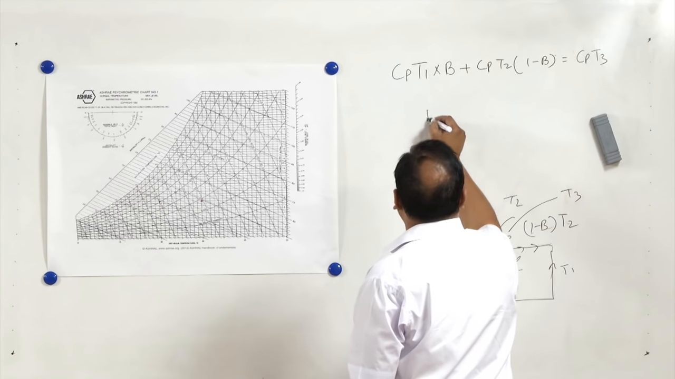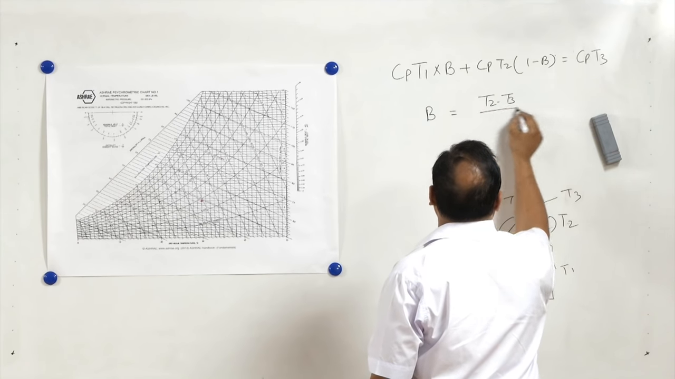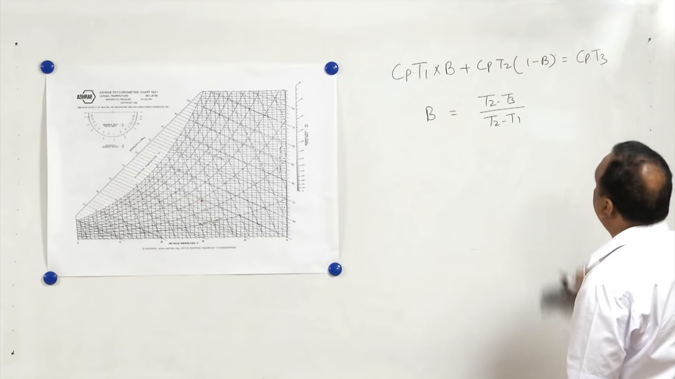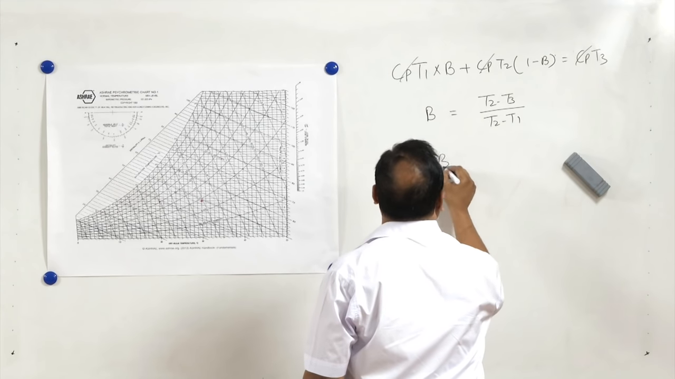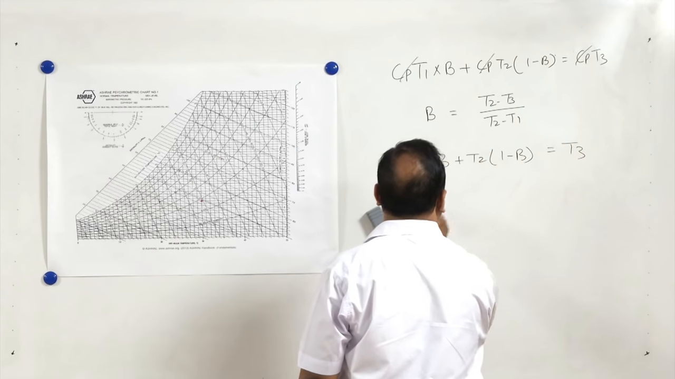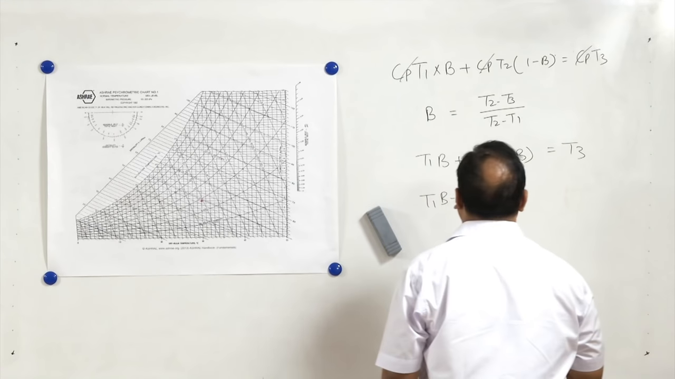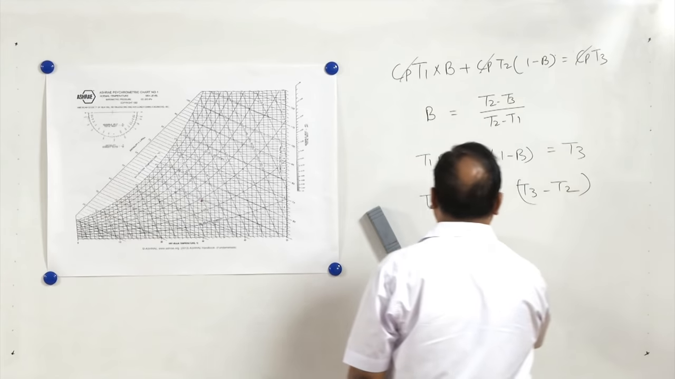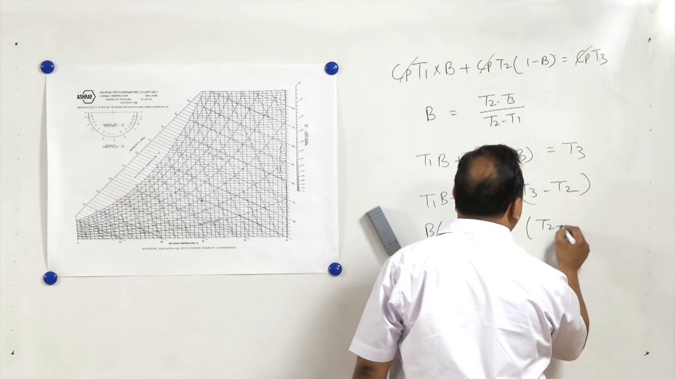If you solve this energy balance, then you will find that bypass factor is (T2 minus T3) divided by (T2 minus T1), because here Cp will cancel: T1 B plus T2 (1 minus B) is equal to T3, T1 B minus T2 B is equal to T3 minus T2, or B (T1 minus T2) is equal to T3 minus T2, that is, B (T2 minus T1) is equal to T2 minus T3.